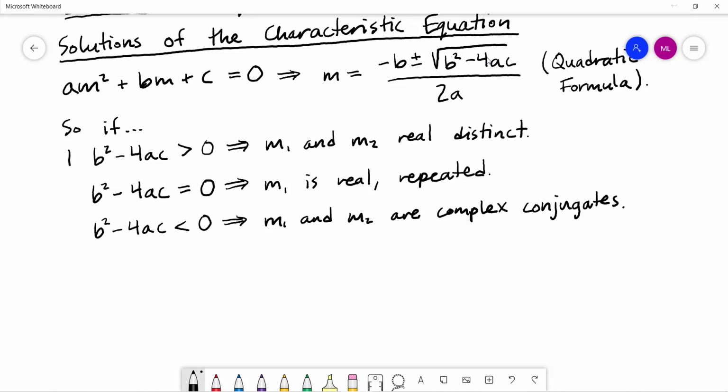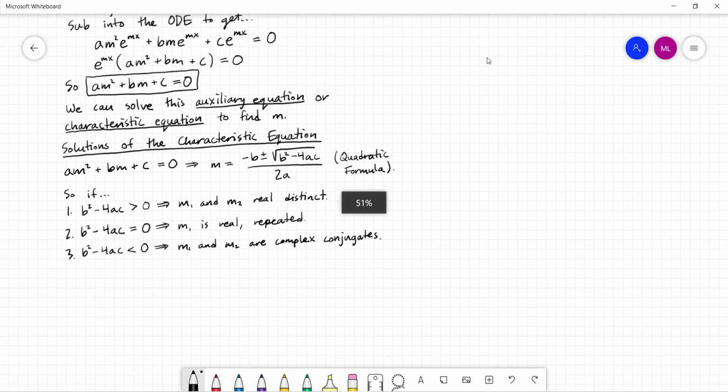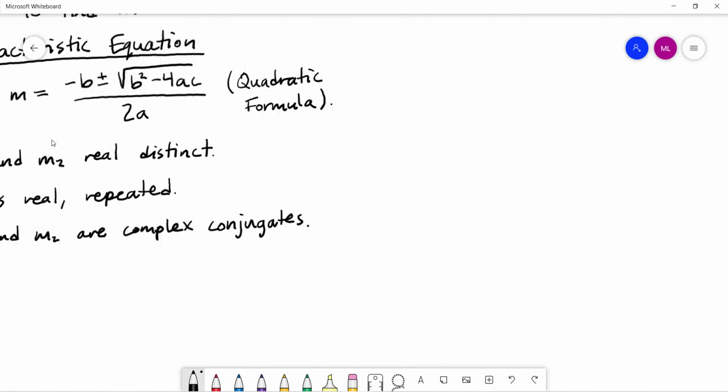So these are the three cases, 1, 2, and 3. And if you think about what they correspond to geometrically, let me just do this off to the side here. This equation, as we just said, is basically a parabola. If I were to graph y equals the left-hand side of this as a function of m, we would get a parabola. And when we think about a parabola, a couple of different things can happen.